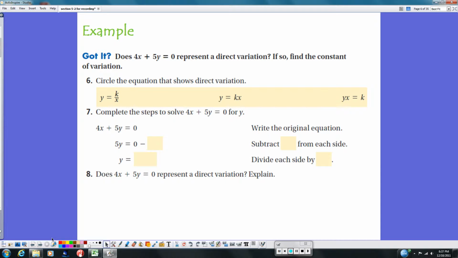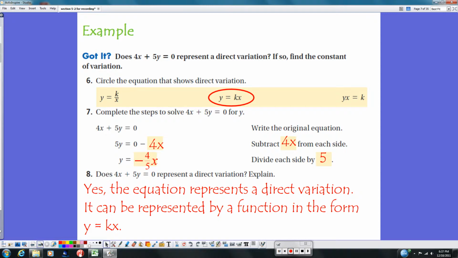So let's take a look at an example. Does 4x plus 5y equals 0 represent a direct variation? If so, we're going to find the constant of variation. First of all, which is our equation that shows direct variation? It's the one in the middle, y equals kx.